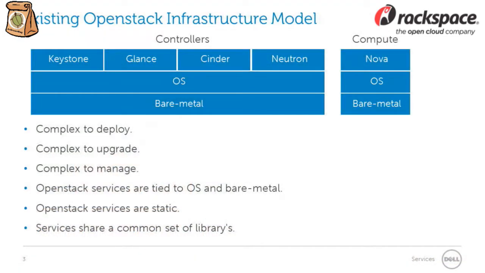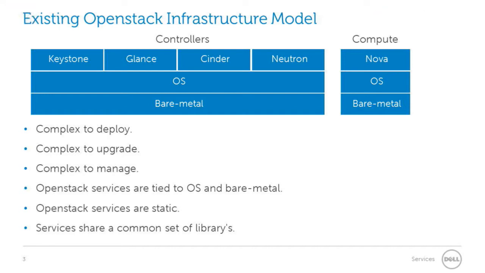So traditionally within OpenStack, we've had this model where we deploy the services directly to bare metal. If you look at a typical model, we're looking at Keystone, Glance, Cinder, and Neutron. These services are primarily web API services, and they lend themselves very well to being containerized. But they're very tied to the actual operating system, and the operating system is very tied to the bare metal itself.